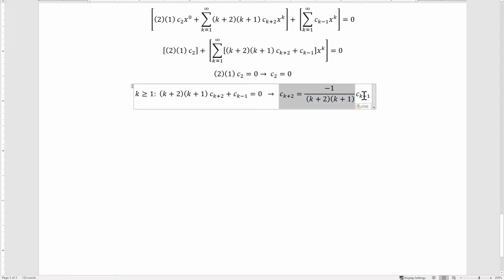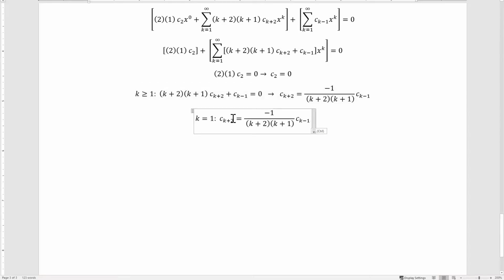So let's work with it, starting with k is equal to 1. So when k is equal to 1, we have c sub 1 plus 2, that's c sub 3.